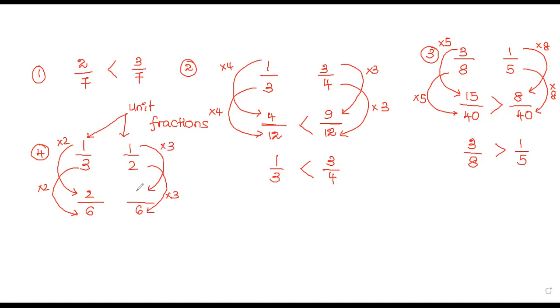Okay. So then the answer will be this. Then the 3 over 6 will be bigger. And between 1 over 3 and 1 over 2, the 1 over 2 is bigger.